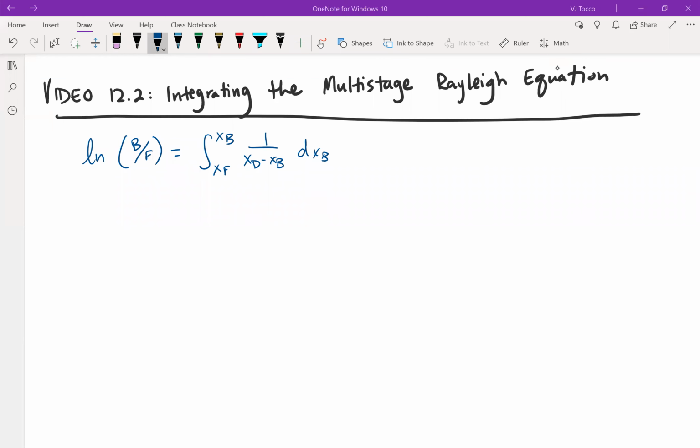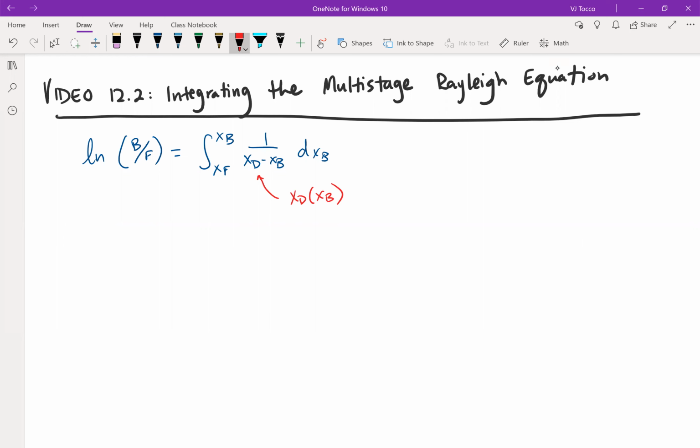In this separations video, I'm going to discuss more details about how you would actually integrate the multistage Rayleigh equation. Remember that the difficulty here is that xd is not a constant, and therefore I can't take it out of the integral or treat it as a constant when I'm performing this integration. Rather, xd is a function of xb, and the relationship is not immediately clear.